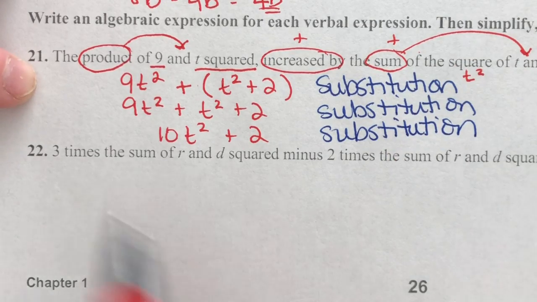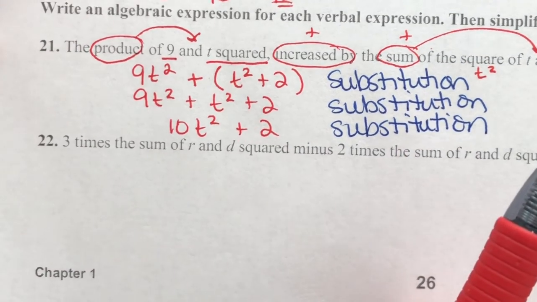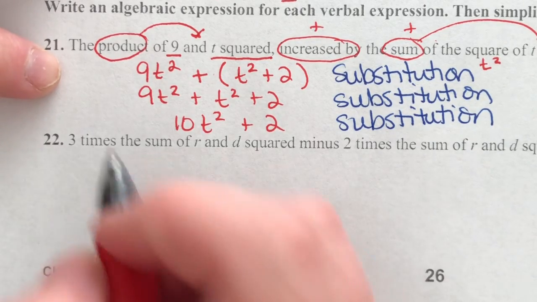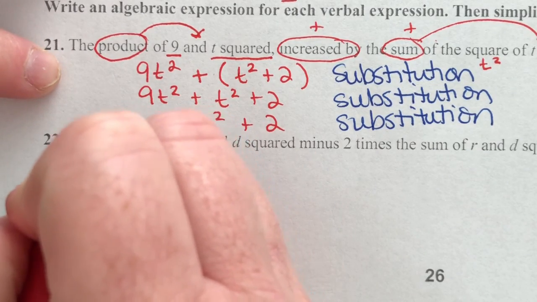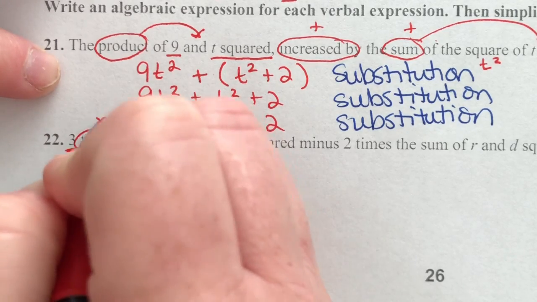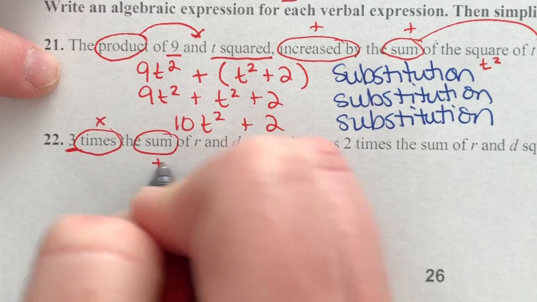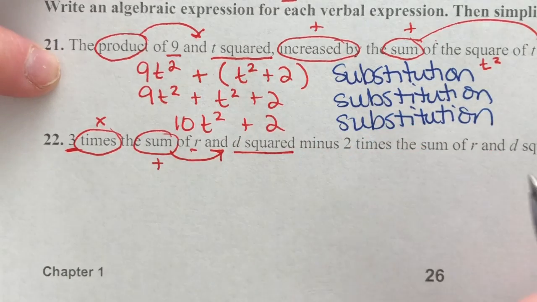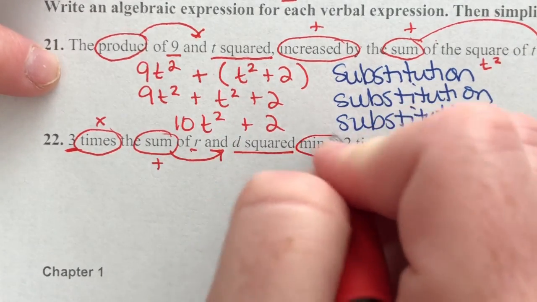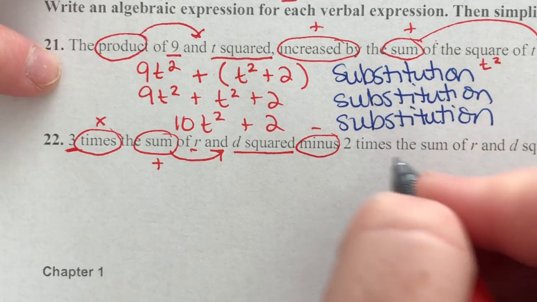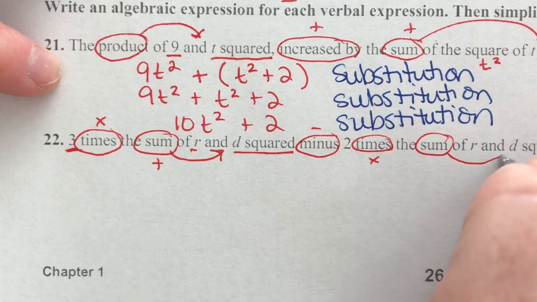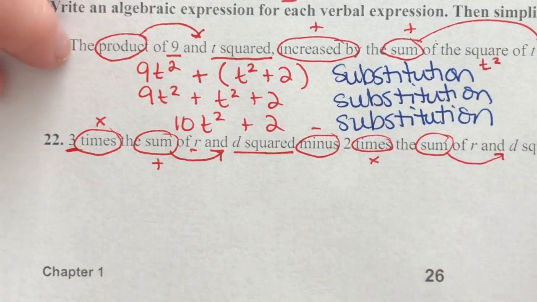Okay, next one, last one for these notes. Yay, 3 times the sum of r and d squared. Okay, so 3 times the sum of, so I'm adding and I look for the and sign, r and d squared, minus 2 times the sum of r and d squared, right? That's a whole lot of stuff going on. So we're just going to do it in order from left to right.